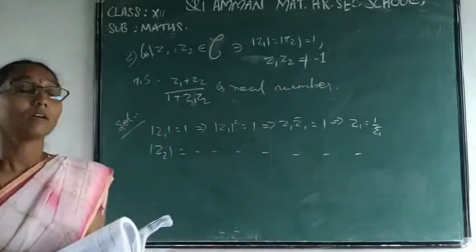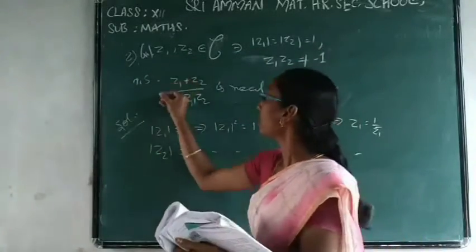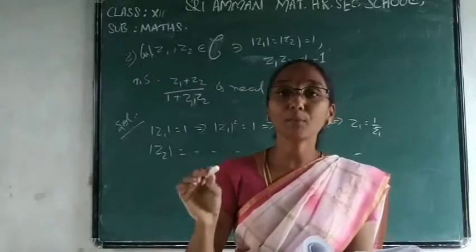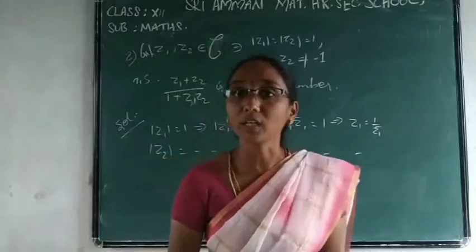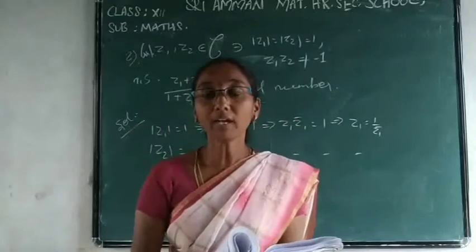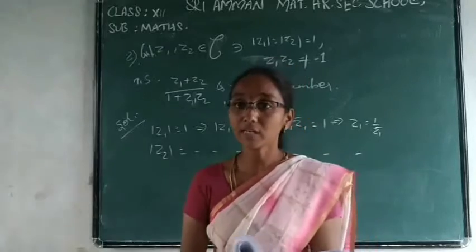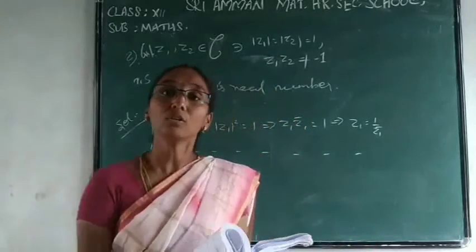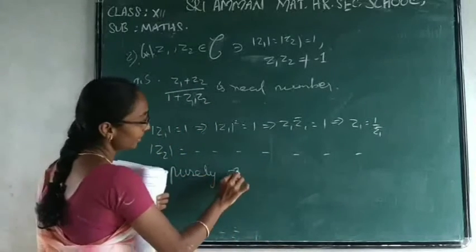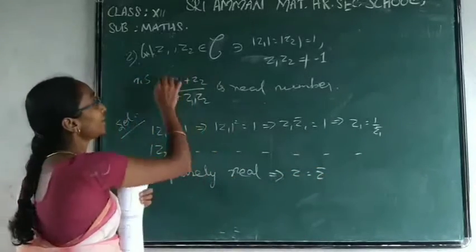Here what do you want to prove? This is a real number. This is one of the complex numbers. A complex number being purely real, what is the property you already studied? The complex number is purely real if z equal to z bar. Purely real implies z equal to z bar. So you consider this as z.